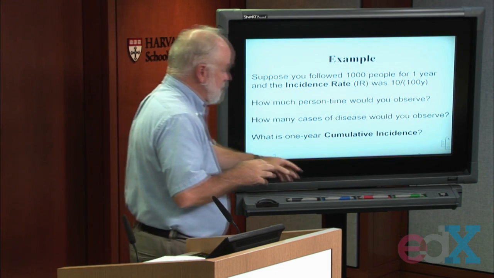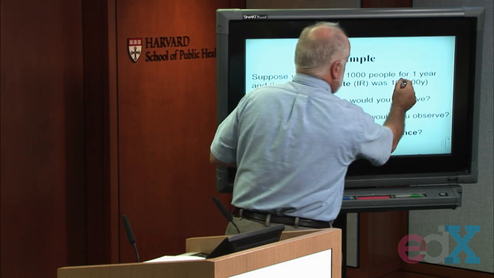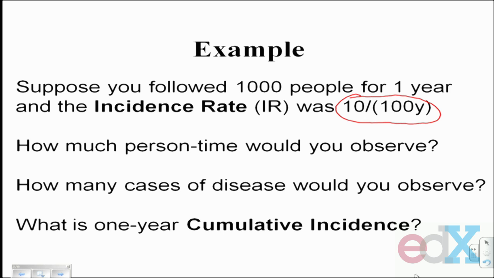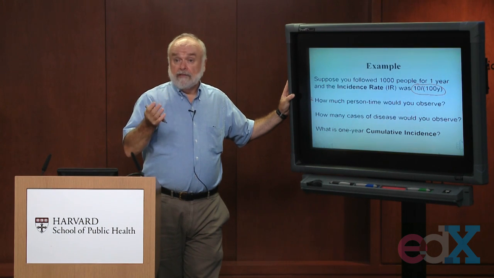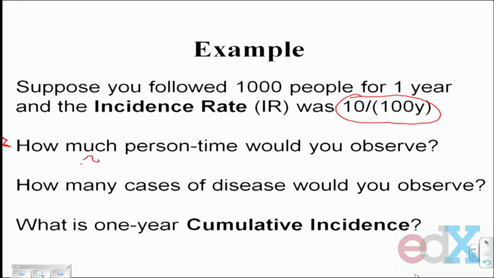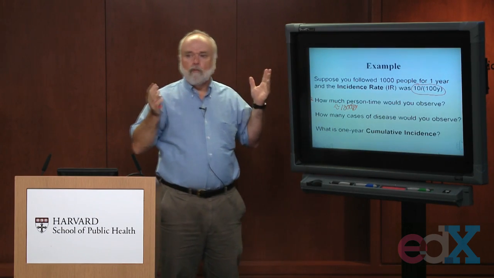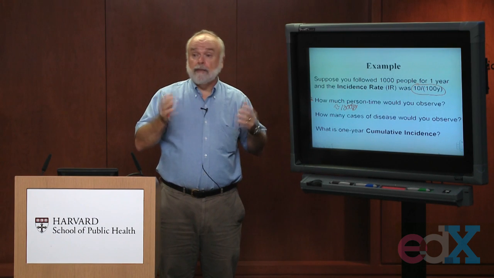And let's suppose you did this study and you observed that the incidence rate was 10 cases for every 100 person years of follow-up. Now, how much person time do you think you would have observed in this study when you followed 1,000 people for 1 year? Well, if no one's developed the outcome, then you would expect approximately 1,000 person years if I followed 1,000 people for 1 year. Now, we know that's not strictly true in this case because some people are going to develop the outcome. Some people are going to die before the year ends, and therefore they're going to contribute less than a full year of follow-up. But approximately, we might be able to say we would observe 1,000 person years of follow-up if we followed 1,000 people for a year.